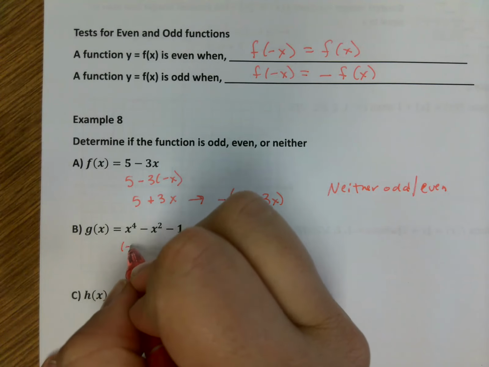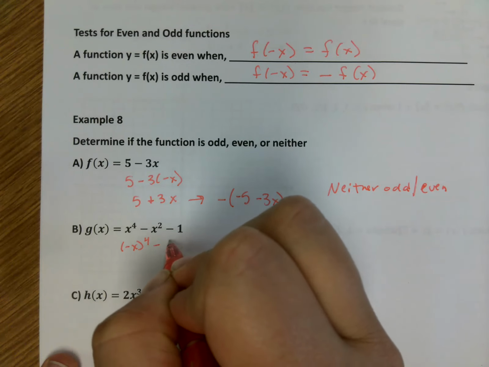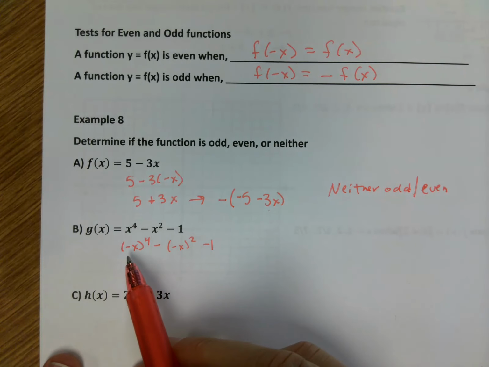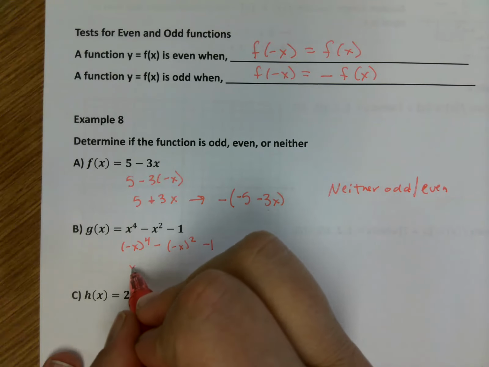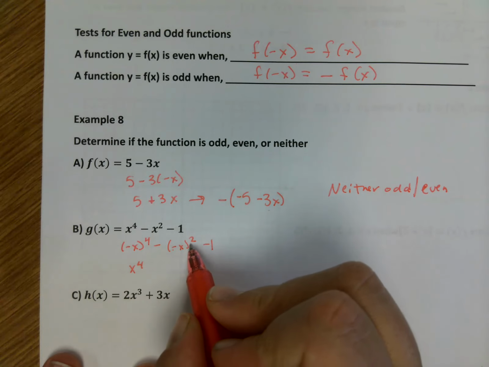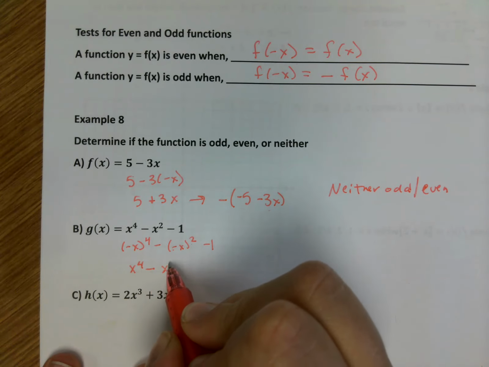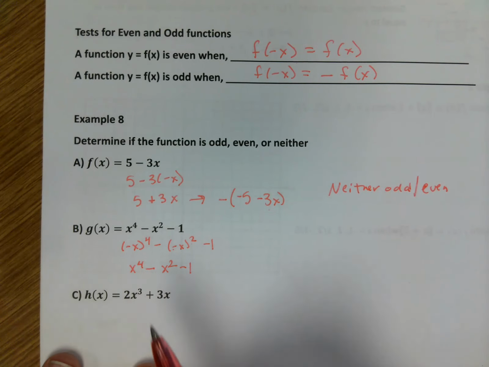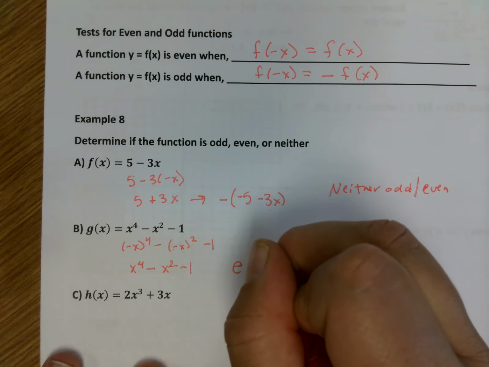So let's check this one. If I plug -x into the equation, now this should be kind of review from when we did this in chapter 1. This would be (-x) to the 4th, that would give me x to the 4th. This is (-x) squared, that still gives me x squared. So because this is the same as the original, this would be an even function.